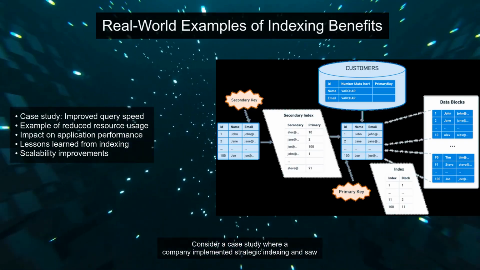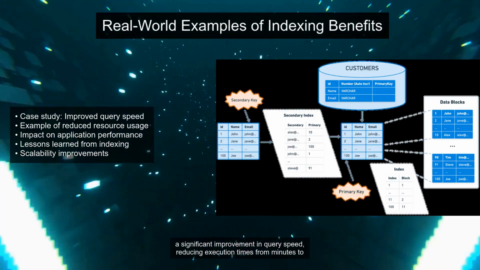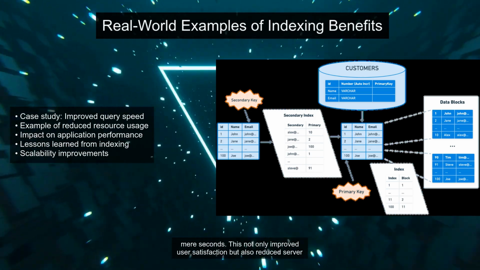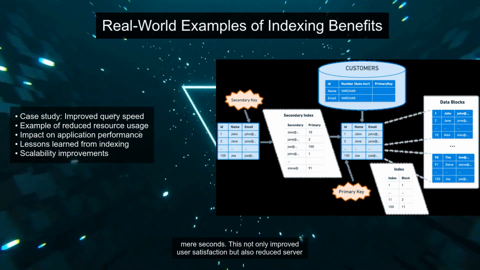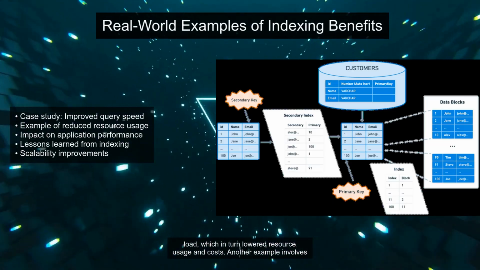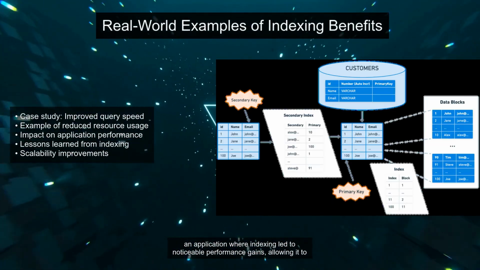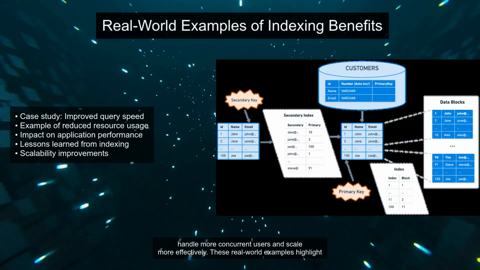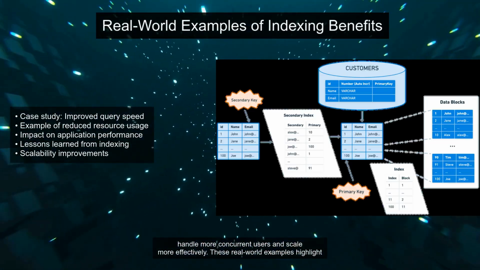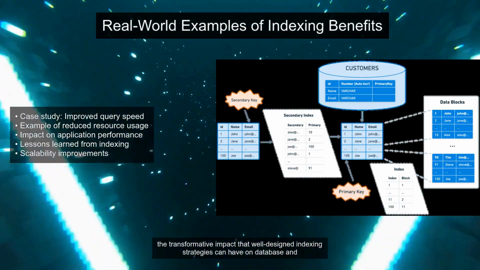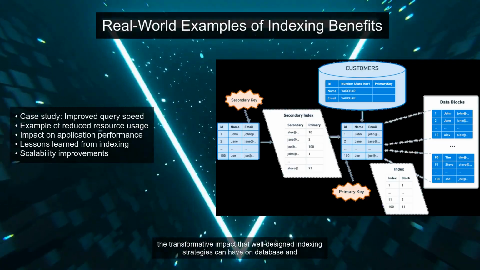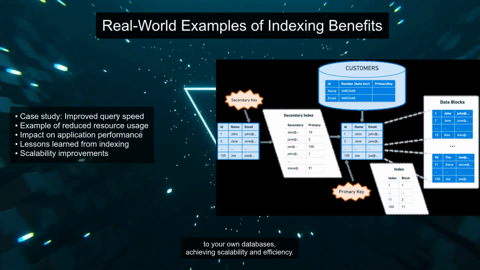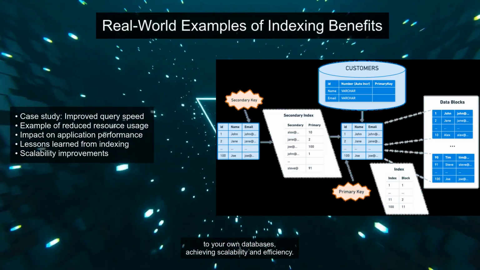Consider a case study where a company implemented strategic indexing and saw a significant improvement in query speed, reducing execution times from minutes to mere seconds. This not only improved user satisfaction but also reduced server load, which in turn lowered resource usage and costs. Another example involves an application where indexing led to noticeable performance gains, allowing it to handle more concurrent users and scale more effectively. These real-world examples highlight the transformative impact that well-designed indexing strategies can have on database and application performance. By learning from these examples, you can apply similar strategies to your own databases, achieving scalability and efficiency.